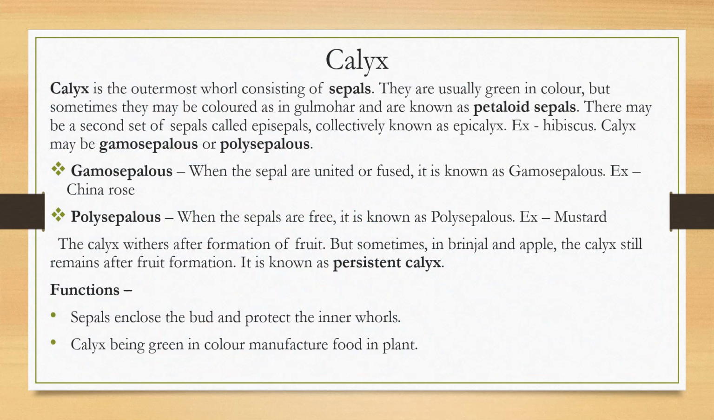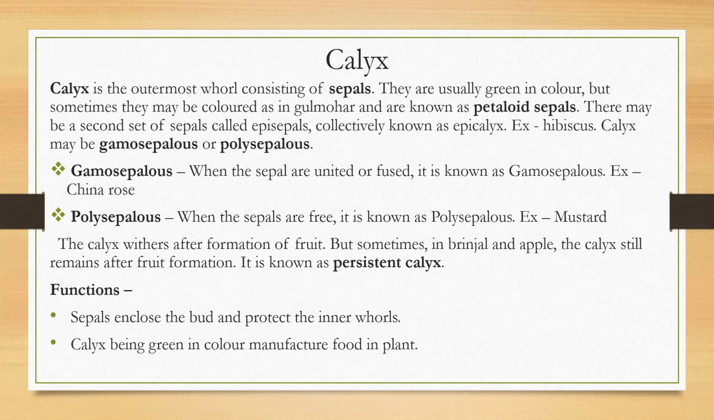The outermost whorl is called calyx. Calyx is the outermost whorl consisting of sepals. They are usually green in color and 5 in number, but the number may vary from flower to flower. But sometimes the calyx may be colored, as you have seen in gulmohar. Then they are known as petaloid sepals. There may be a second set of sepals called epicalyx, for example, hibiscus.